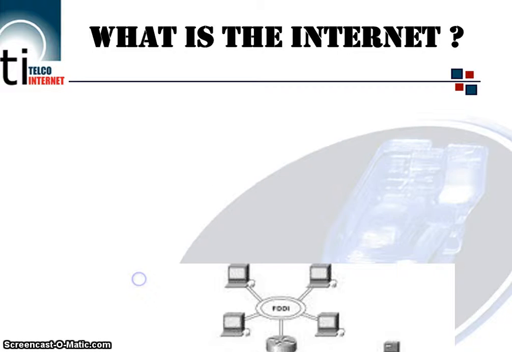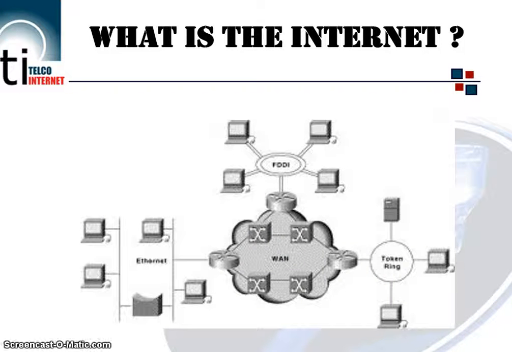Now, what is the internet? The internet basically is a network of networks. It's many networks joined together via routers that allow traffic or that allow data to flow between the networks.